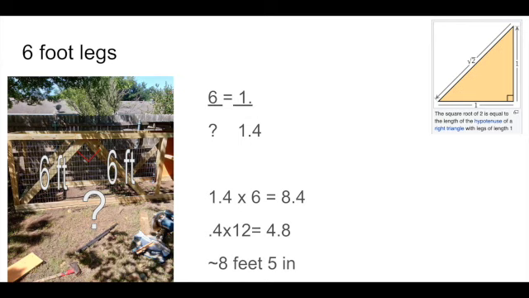Well, the square root of 2 is my 1.4, right? So I'm going to say 1.4 times 6 is equal to 8.4, right? And 8.4 feet, so if I look at 0.4 of 12, that's 4.8, so that's going to be about 5 inches. So my total is going to be 8 feet 5 inches.